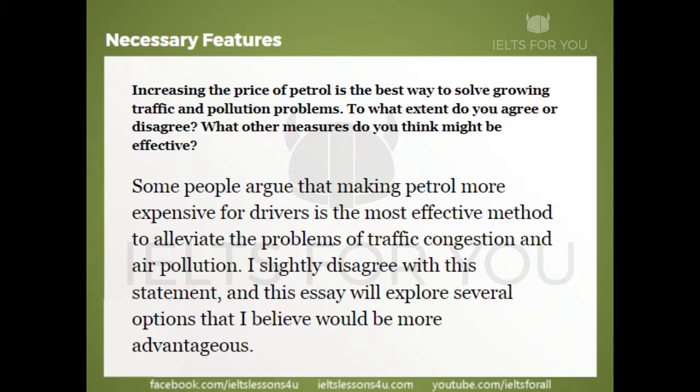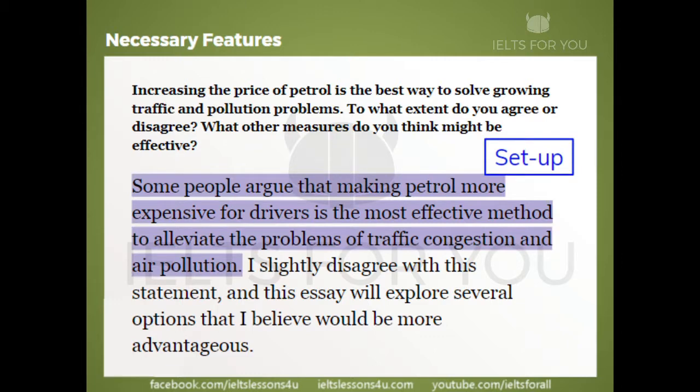Let's analyze the introduction. We start with a setup. Okay, we skip the context and we go straight to the setup. Some people argue that making petrol more expensive for drivers is the most effective method to alleviate the problems of traffic congestion and air pollution. Okay, so we introduce one side in this one.